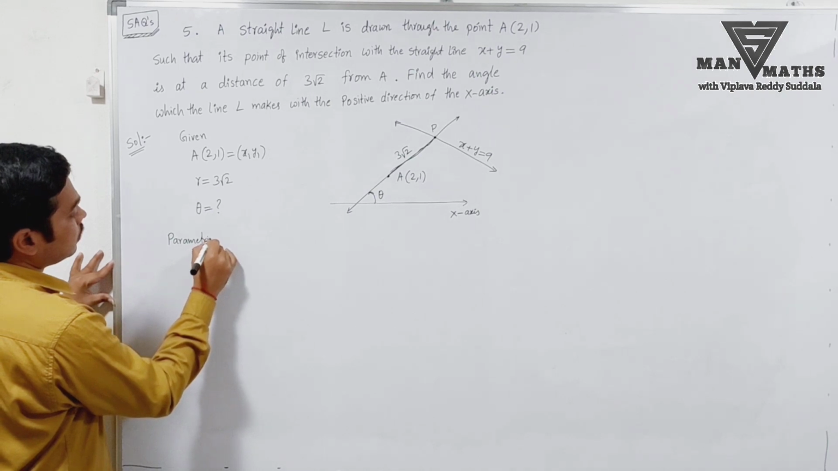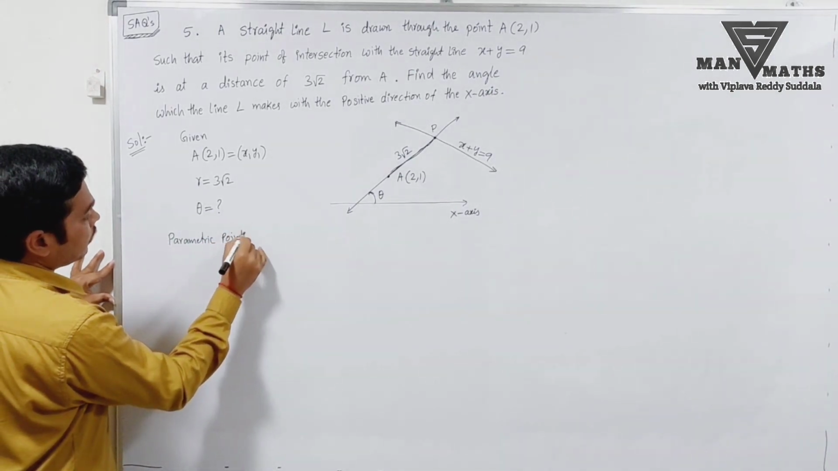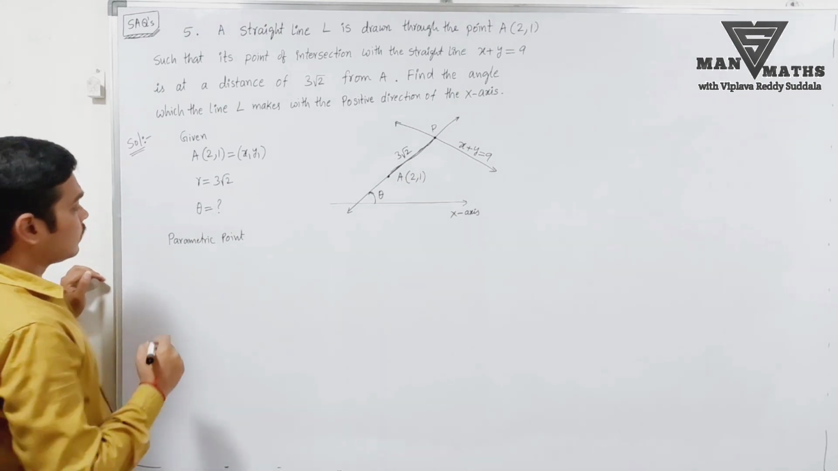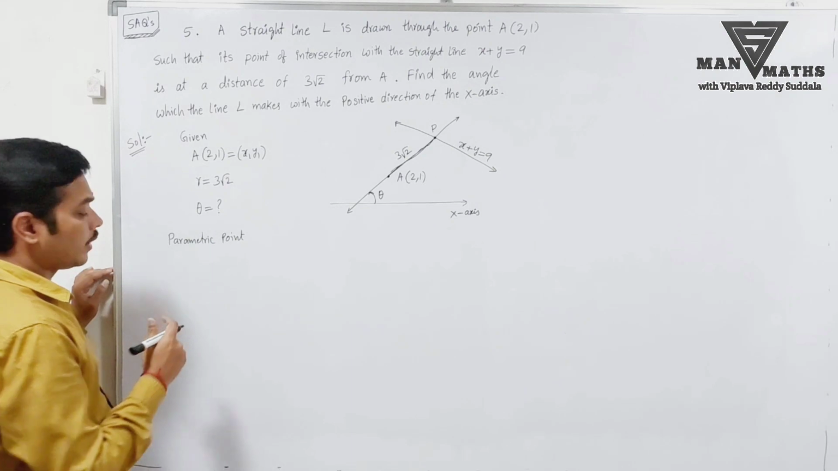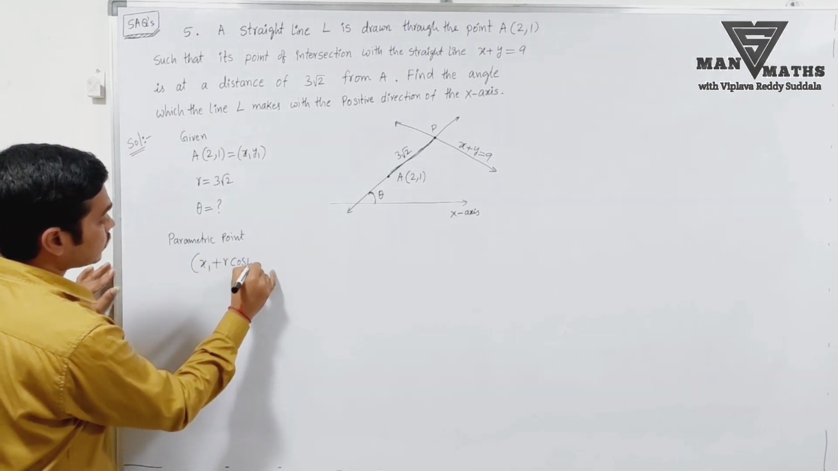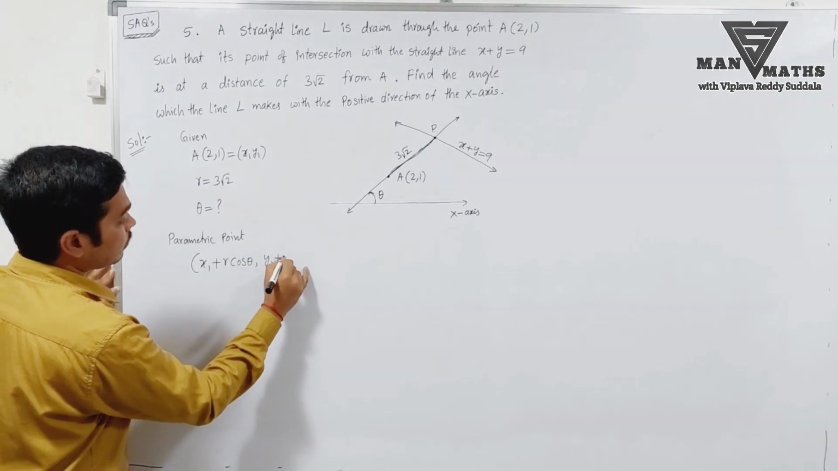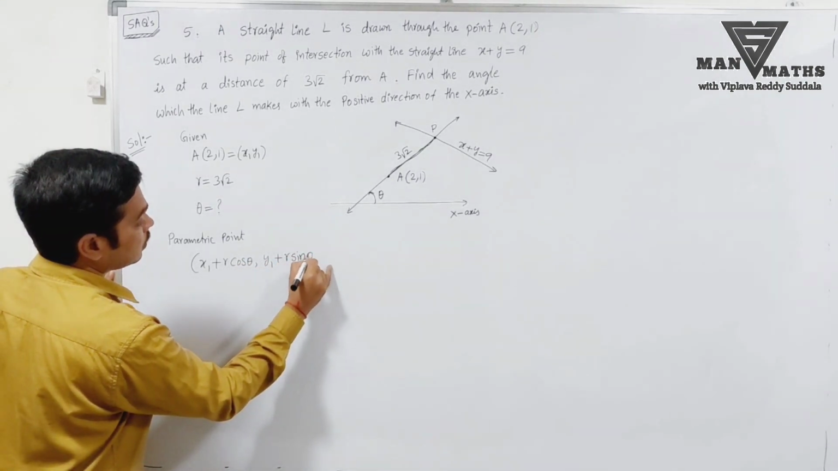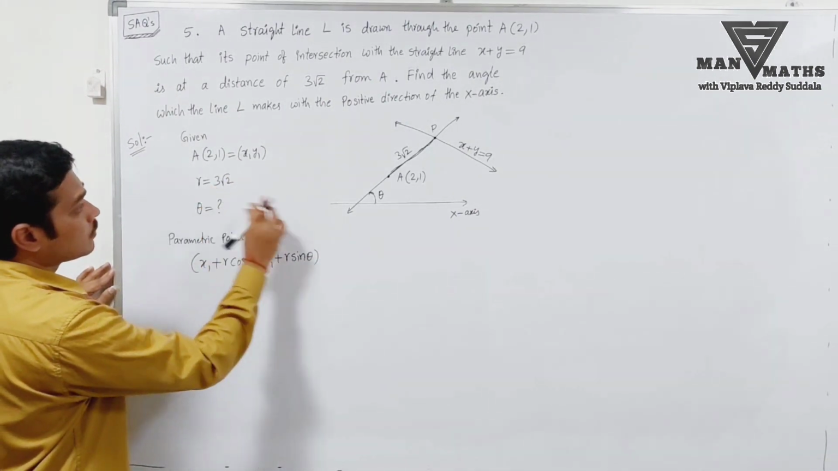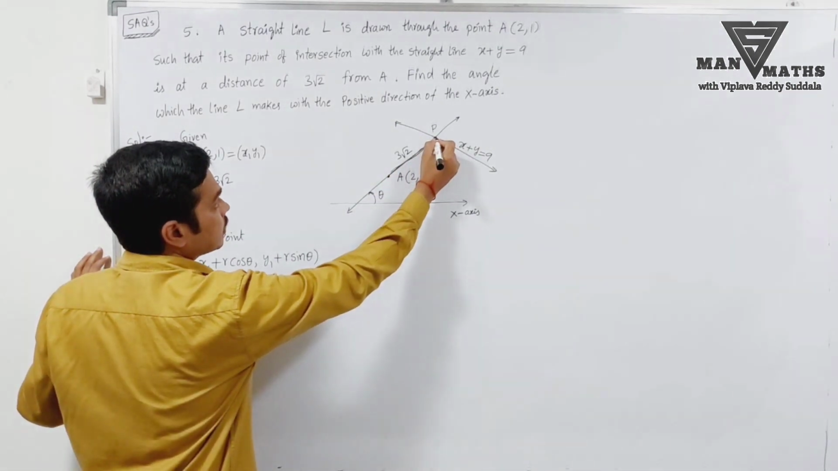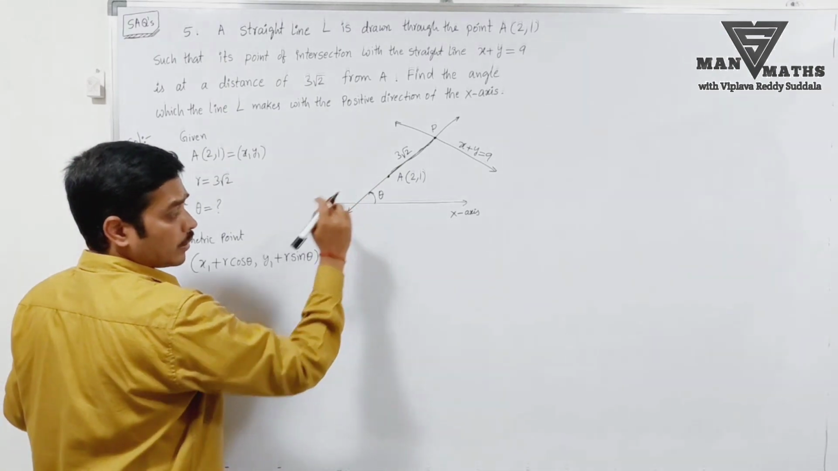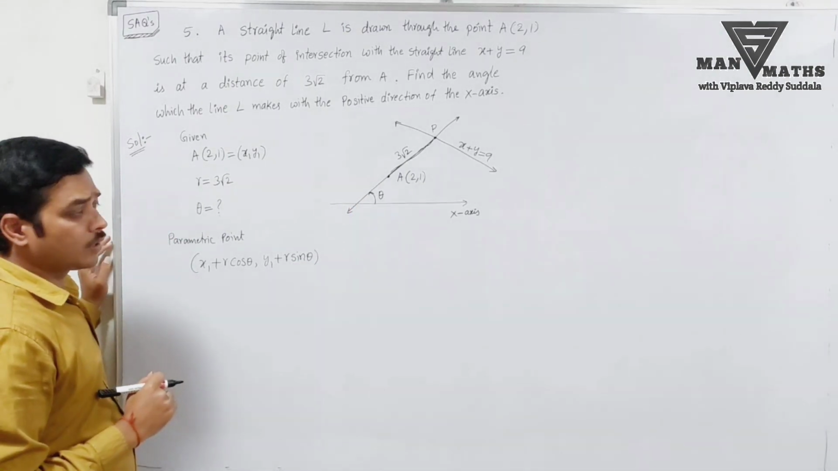The parametric point on a line is (x1 ± r cos θ, y1 ± r sin θ); take the plus case. Here (x1, y1) is the given point, r is the distance from the given point to the point of intersection, and θ is the inclination of this line. You have to find the θ value.